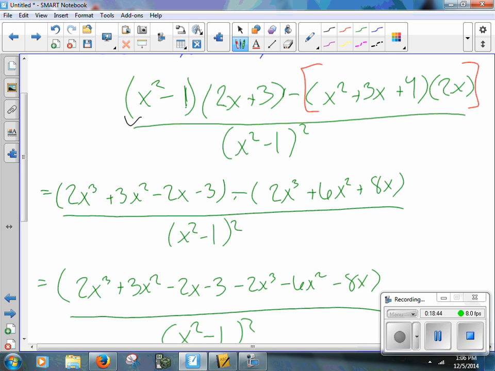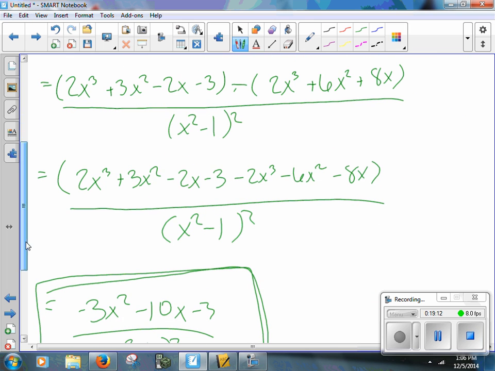This first piece, she FOILed it out. 2x cubed plus 3x squared minus 2x minus 3. And the way she FOILed it out, it actually ended up being in descending order, which was nice. Minus, and then she distributed here. Okay? 2x cubed plus 6x squared plus 8x. Very good. Over x squared minus 1, quantity squared.